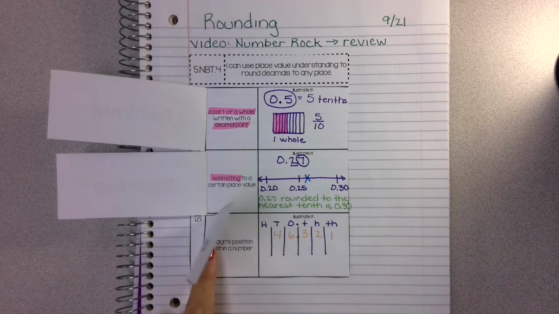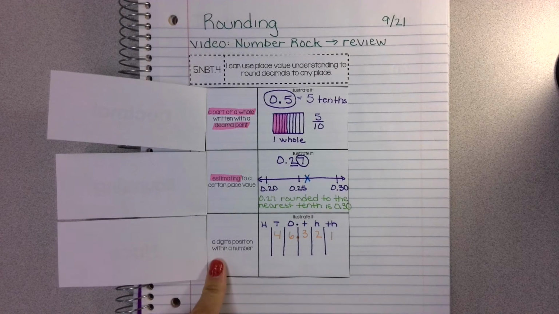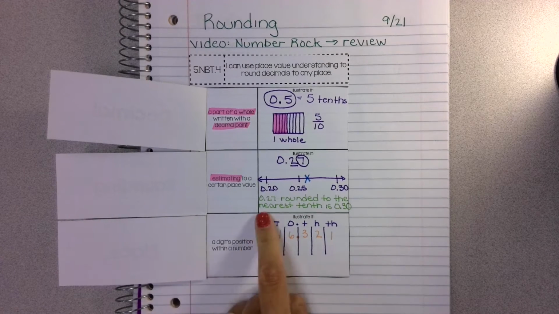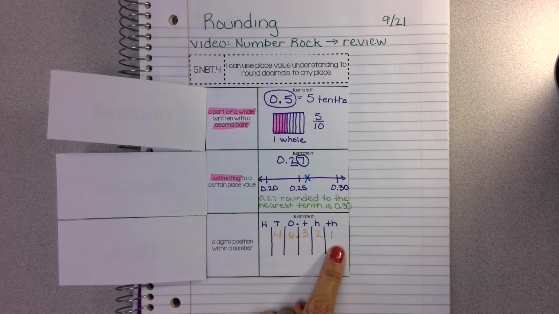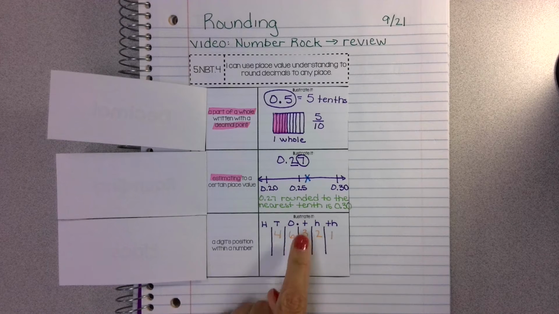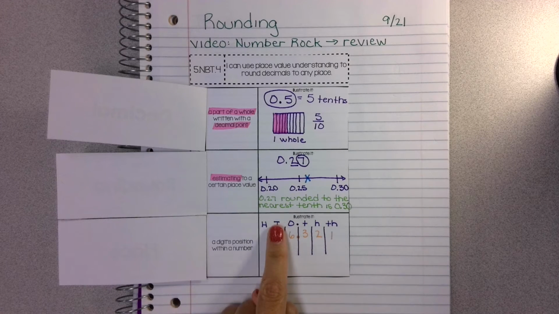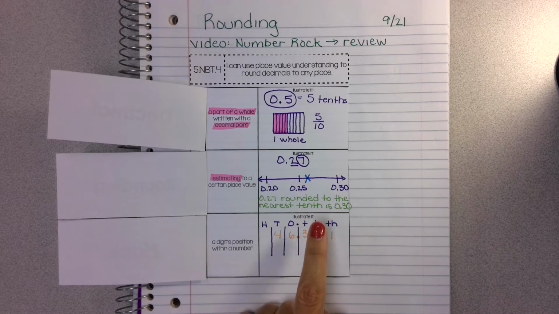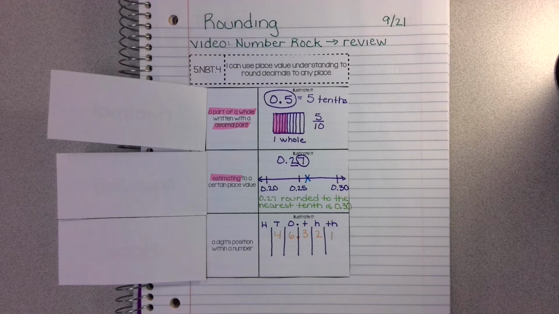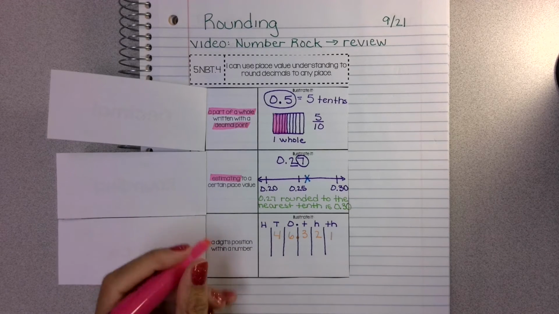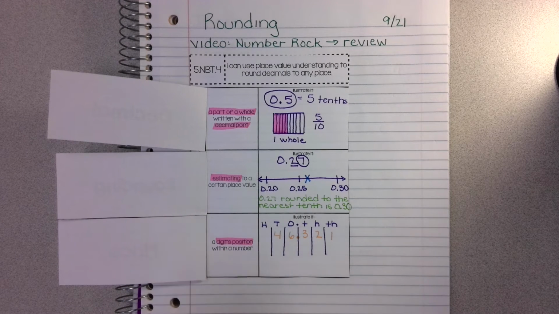Okay, place is the next one. A digit's position within a number. And you guys have seen me draw this place value chart before. So if I have 46 and 321 thousandths, each digit has its own place. So the 4 is in the tens, the 6 is in the ones, the 3 is in the tenths, the 2 is in the hundredths, the 1 is in the thousandths. So that's the digit's position. I guess we could highlight that, where it's located.